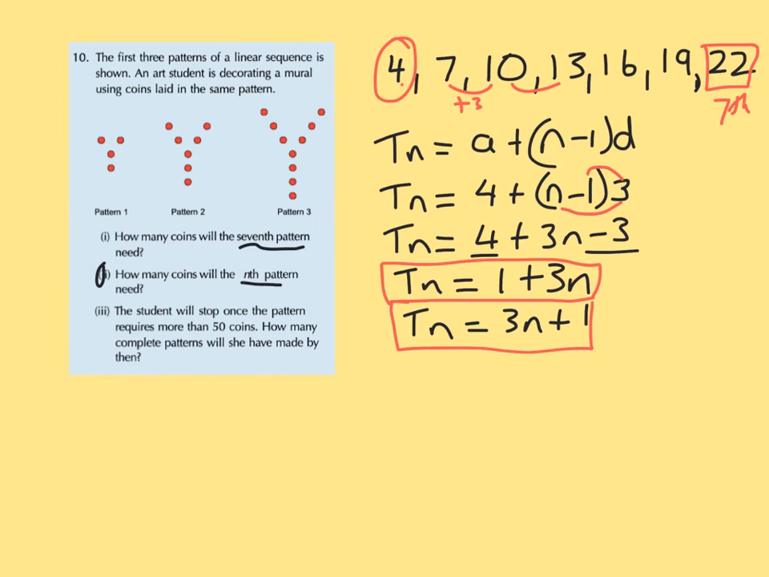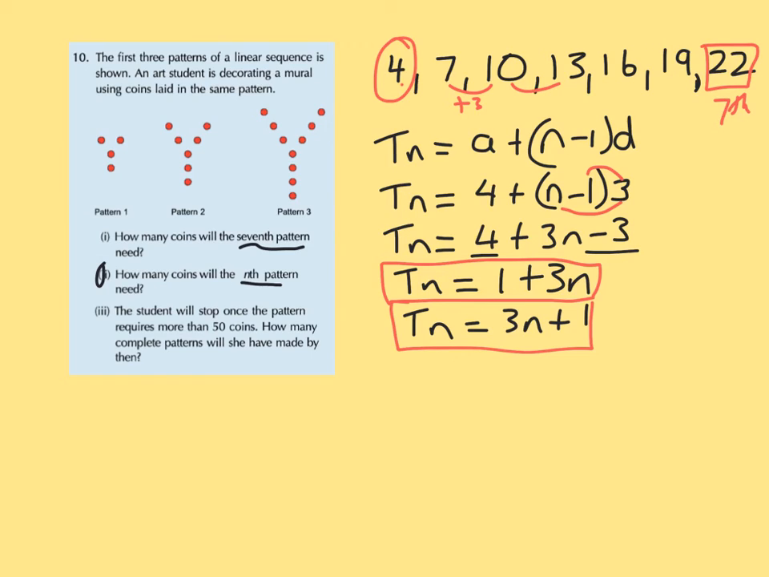Okay. The student will stop once the pattern requires more than 50 coins. How many patterns will she have made by then? So this is once the pattern requires more than 50 coins. This is a sum of series question, and we haven't done sum of series, and I don't think you need sum of series because it's not on the new junior cycle. So what I will say to you is, with this one, you can just add up all the coins.